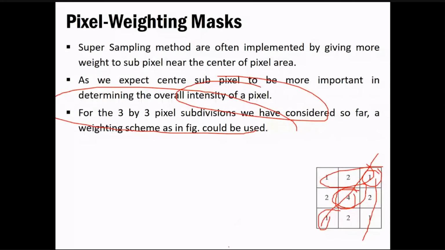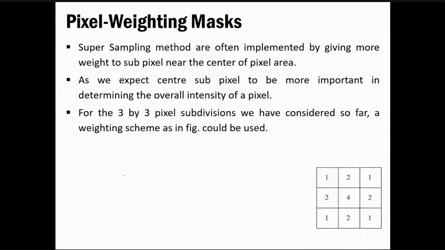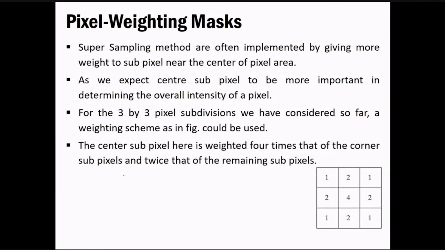Similarly, you have to take these values only. You can take your own values based on your image, based on what you are displaying. It can always be set. Now what it says: the middle subpixel is weighted 4 times that of a corner subpixel and twice that of the remaining subpixels. If you feel you don't want to give more value to the middle, and you want it to appear in another way, you can modify it for your own purpose.